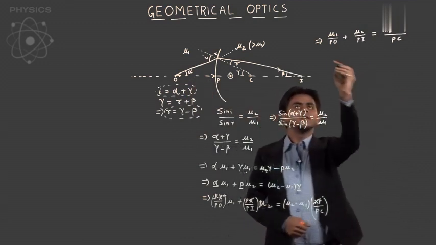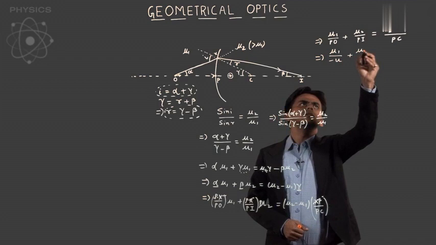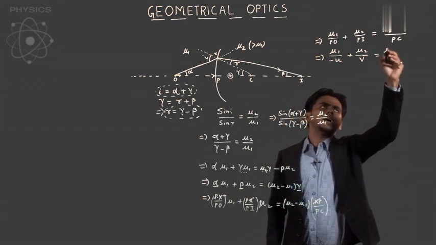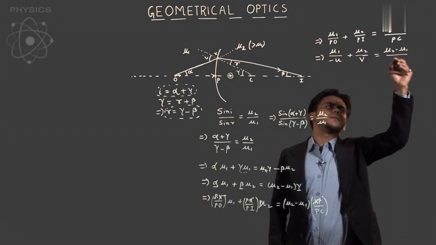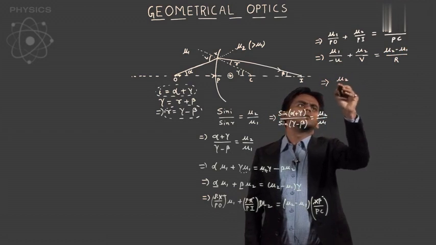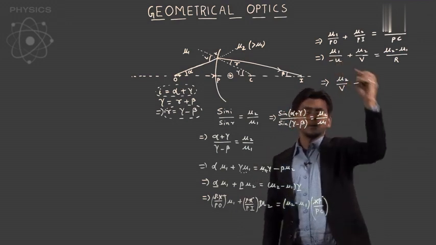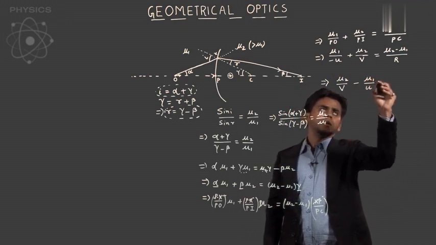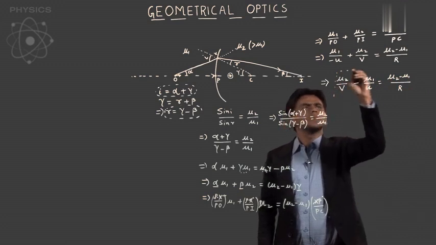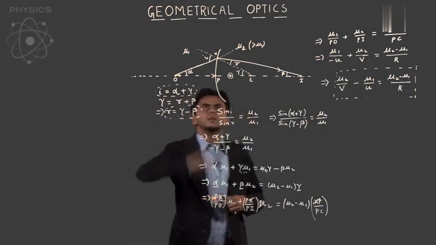So let's do that. Which means what we left out is mu1 upon minus U plus mu2 upon this thing over here, V, image distance, as it is positive, simply V, and as radius of curvature here is positive, so simply R. I can rearrange this thing, and what I would get is mu2 upon V minus, this minus thing goes over here, mu1 upon U is equal to mu2 minus mu1 upon R. This is the equation for the image formation due to refraction at spherical surface.